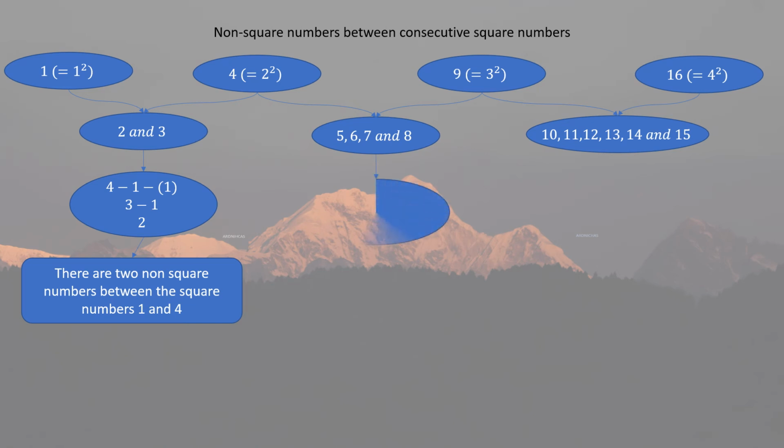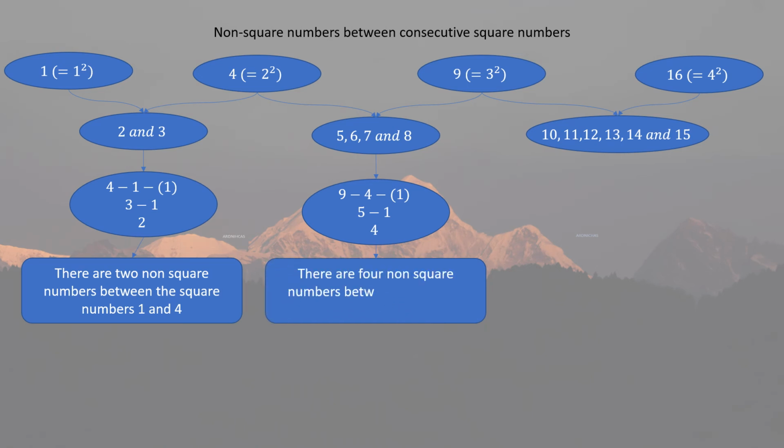Let's take the second one. The larger square is 9, so 9 minus 4 minus 1. So 9 minus 4 is 5. 5 minus 1 is 4. So there are four non-square numbers between 4 and 9, that is 5, 6, 7 and 8.